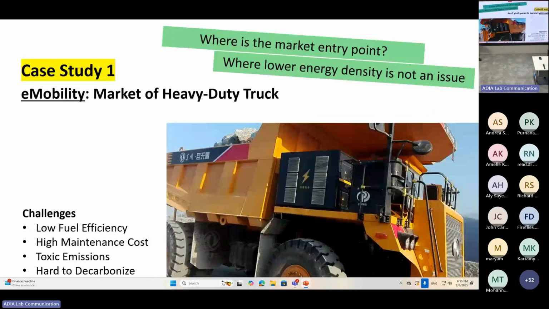We look at a market which is very difficult to decarbonize, and there was no solution when we entered this market. This is the heavy-duty trucks, very heavy-duty. How heavy? 100 ton is a typical ballpark starting number. Low fuel efficiency, high maintenance costs, toxic emissions, and so on.